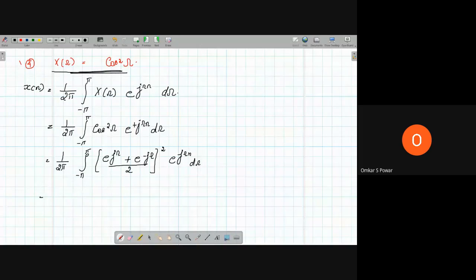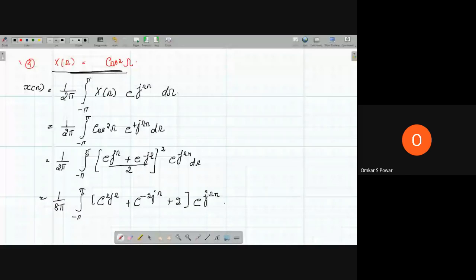So this 1 by 4 becomes outside, 1 by 8 pi integral from minus pi to pi. Now a plus b the whole square is a squared plus b squared plus 2ab. For 2ab, a power m into a power n is a power m plus n, so j omega minus j omega gives e power 0, which is 1. Then e power j omega n d omega. Then what we have to do? We have to do integration. So let us do that.